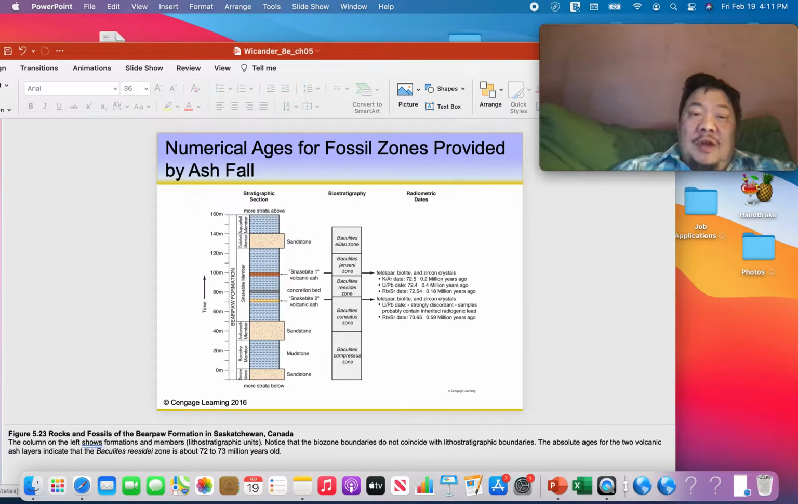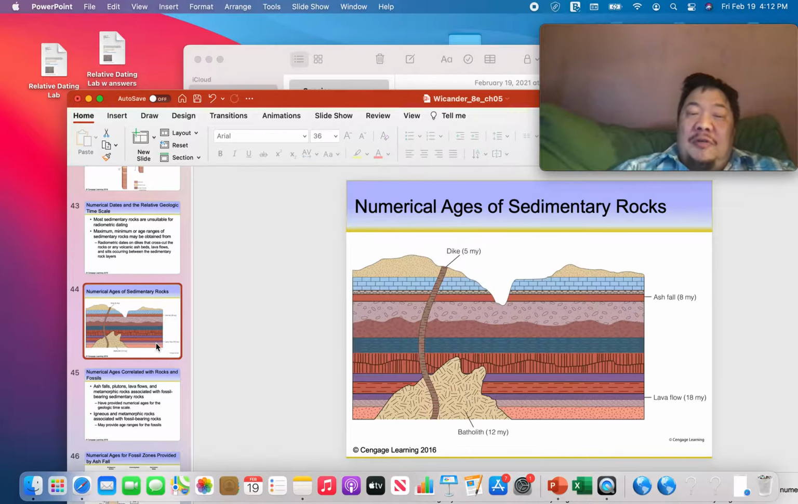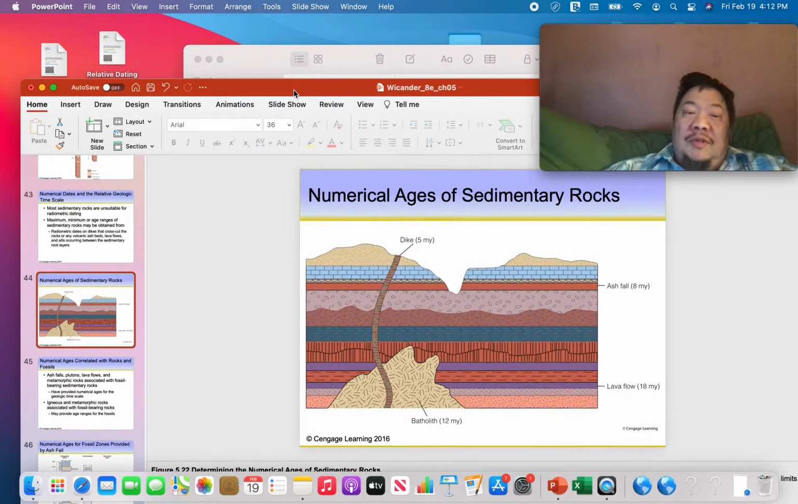Remember, ash falls are wonderful. When you find volcanic ash falls, they are time markers. Mount Vesuvius in 79 AD released its ash, and wherever you find that ash from Mount Vesuvius, you know those rocks were formed during 79 AD.